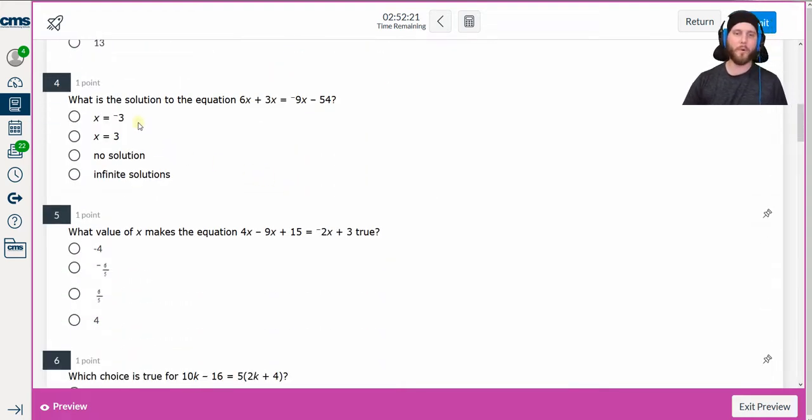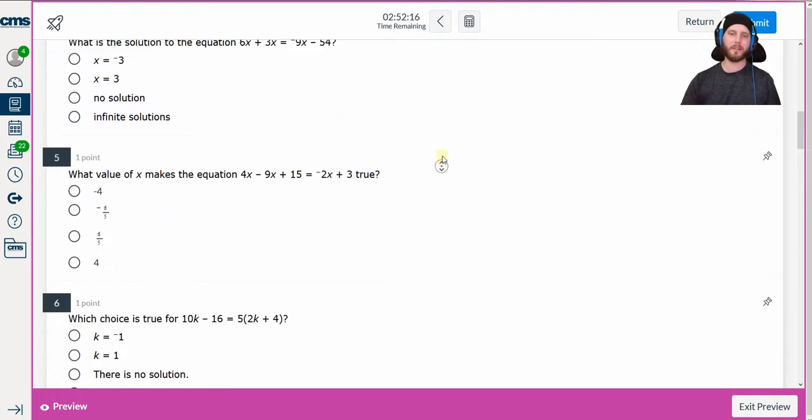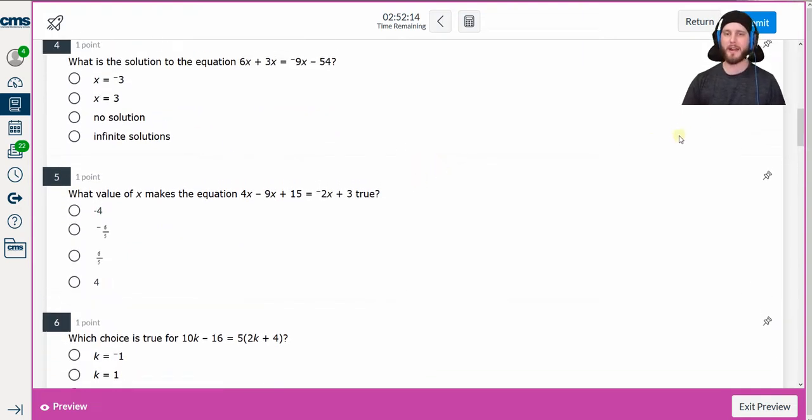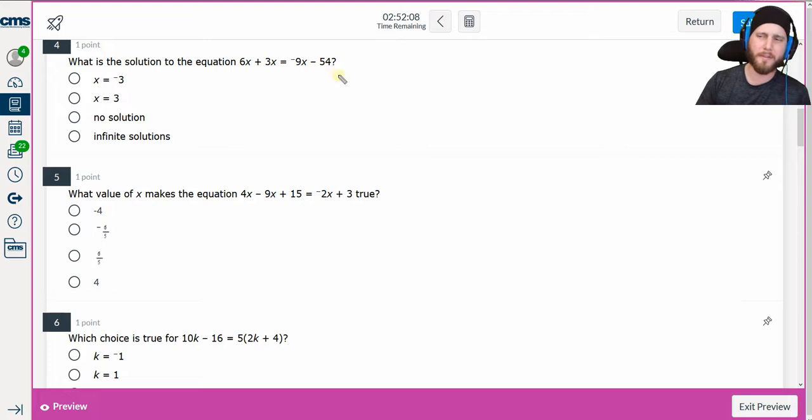But number 4, it says which solution is the answer to the equation 6x plus 3x. I already kind of see a problem with this one. We'll see if I'm right. I feel like there's a problem with this. Because this one we've got... Nope, there's not a problem. Never mind. When I combine those, I get 9x equals negative 9x minus 54.